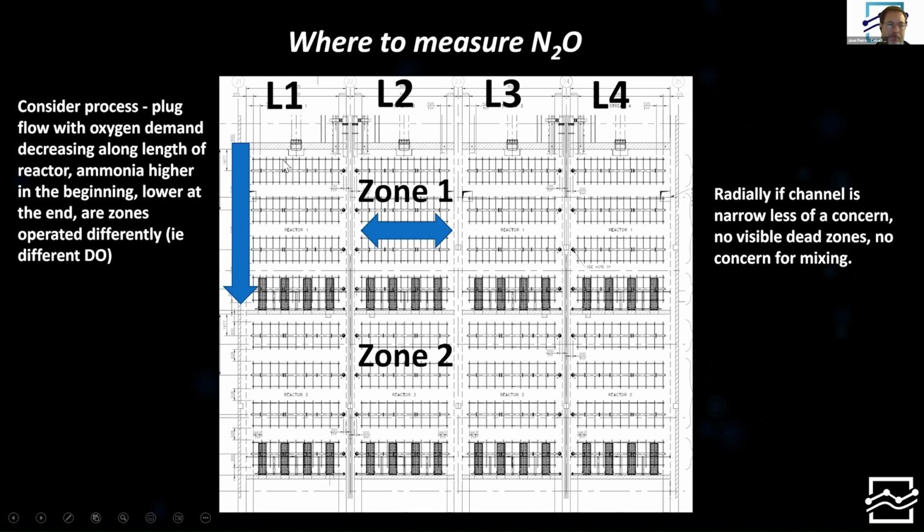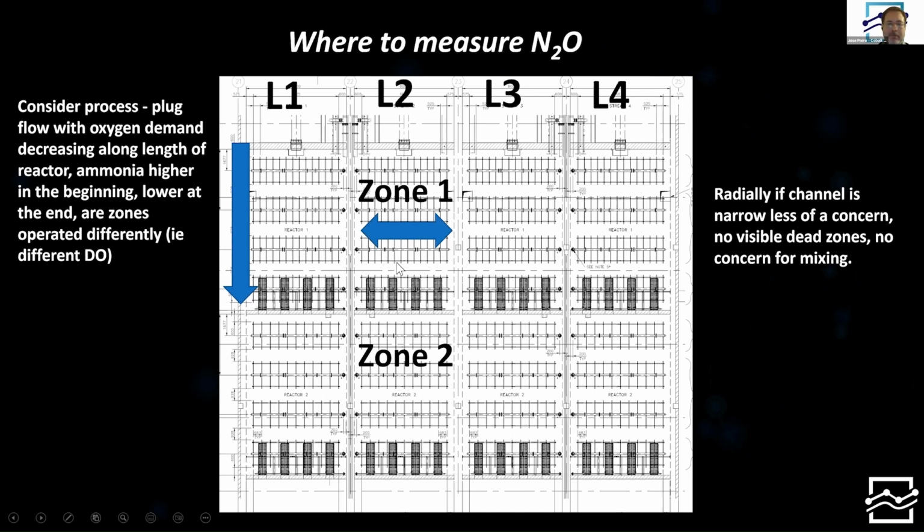So you need to be thinking about that longitudinally, like I mentioned before, and also laterally, you need to be looking at the width of the channel. You can look at the mixing. You can look for any dead zones. Dead zones would be a dead giveaway that you can have significantly different emissions across the reactor. But if the channel's narrow, I think generally that tends to be less of a concern.